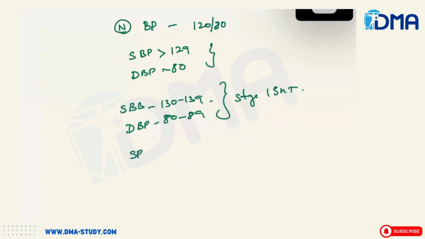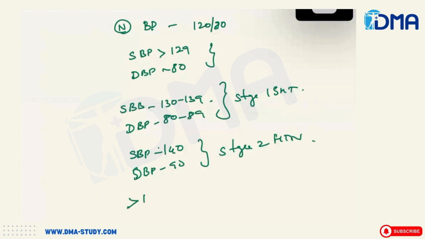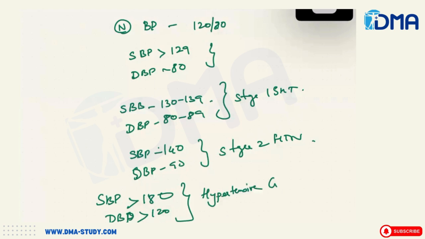When the systolic BP goes to 140 and the diastolic BP to 90, we call it stage 2 of hypertension. When the systolic BP goes more than 180 and the diastolic BP goes more than 120, we call it hypertensive crisis.